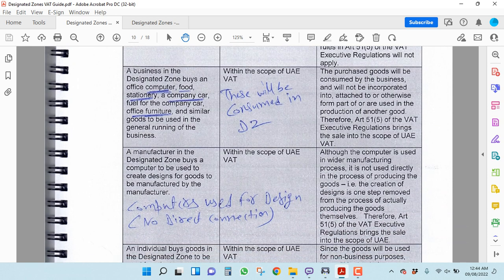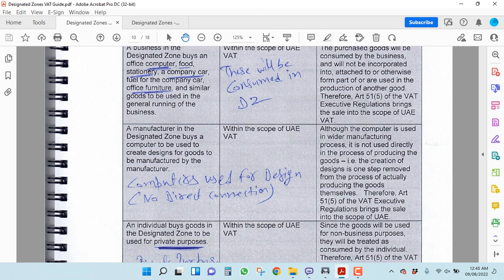A business in the DZ buys an office computer, food, stationery, company car, fuel for the company car, office furniture, and similar goods to be used in the general running of the business. For all those things VAT will be levied, because all this will be consumed within the business.